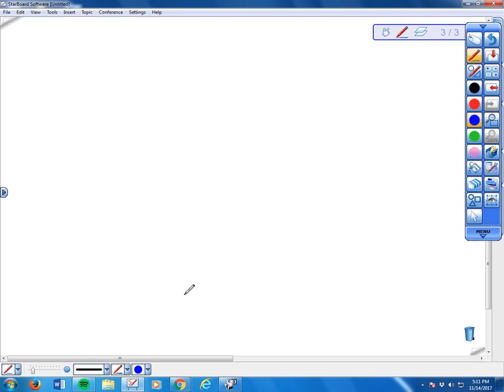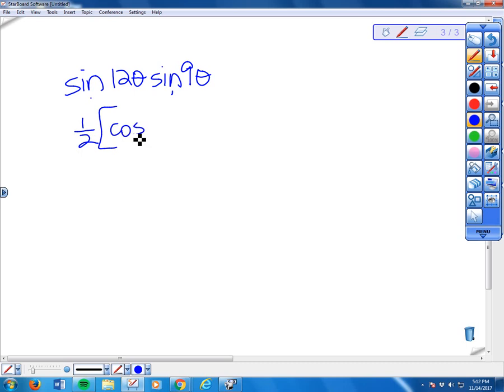Number 19. Rewrite sine 12 theta sine 9 theta as a sum or difference. So I'm going to use the formula on the formula sheet for when I have sine and sine of two different angles. And it's 1/2 cosine u minus v, which is 3 theta, minus cosine u plus v, which is 21 theta. And that's it. It just wanted me to rewrite it.